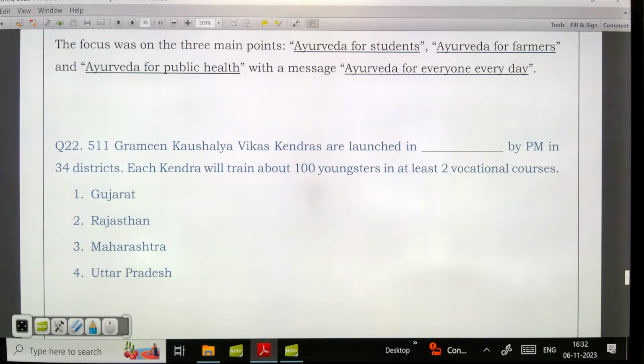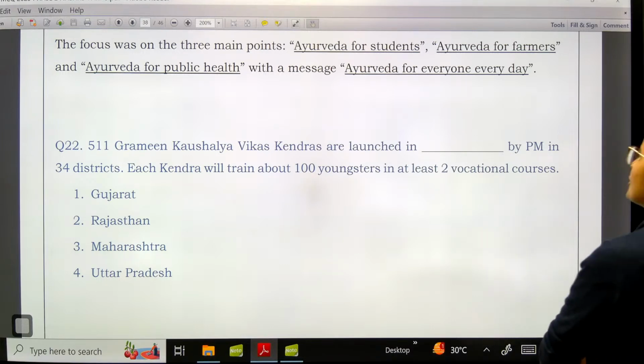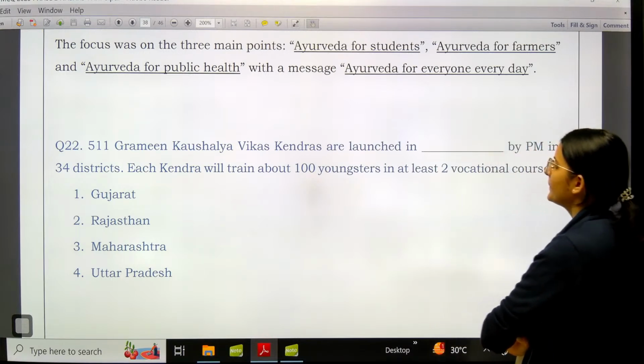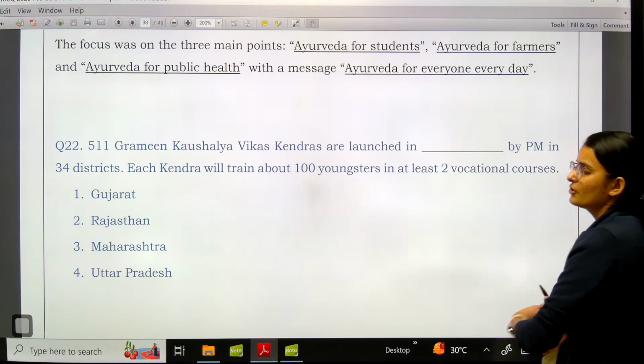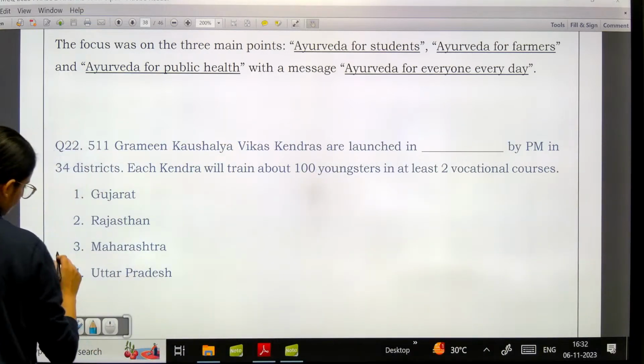Next question. Question number 22. 511 Gramin Kaushalya Vikas Kendras are launched by the PM in 34 districts, and each Kendra will train about 100 youngsters in at least 2 vocational courses. This was launched in Maharashtra.